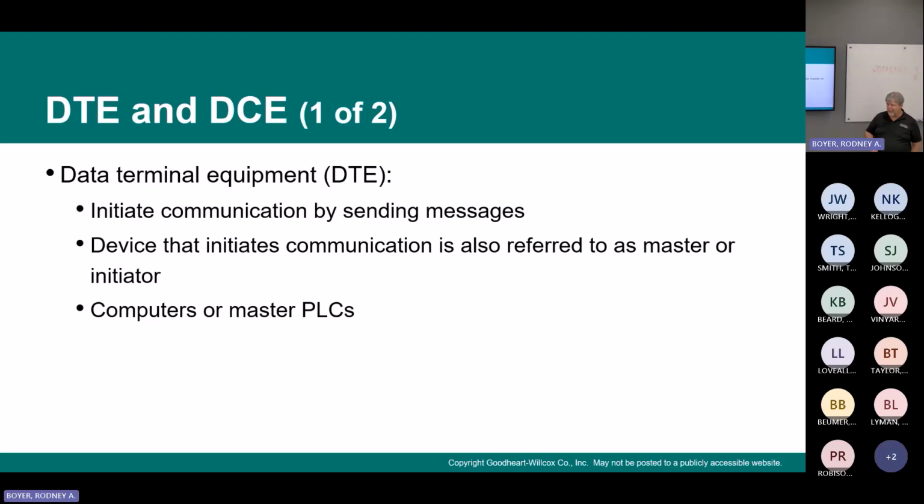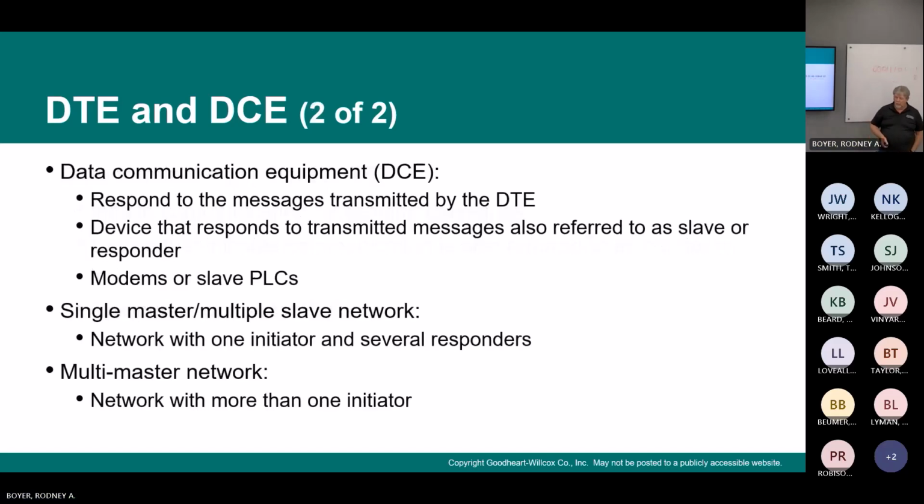DTE and DCE. This is on the quiz. DTE is data terminal equipment. That's the guy that's doing the talking. And DCE, or data communication equipment, is the guy that's doing the listening.